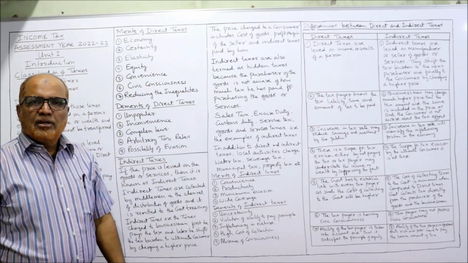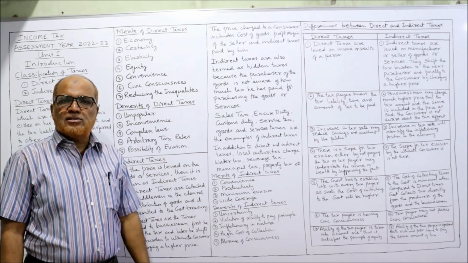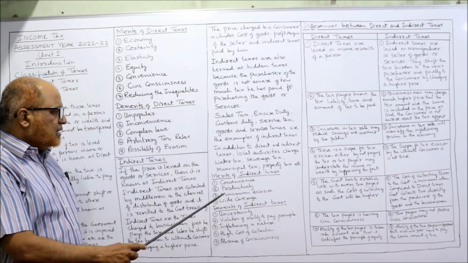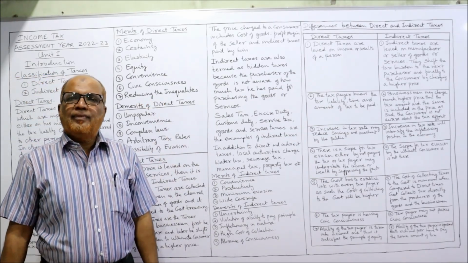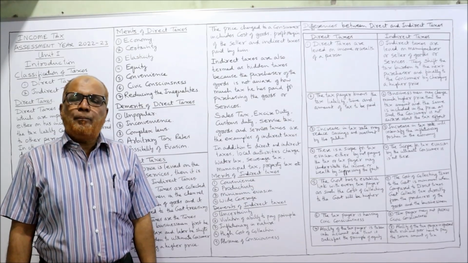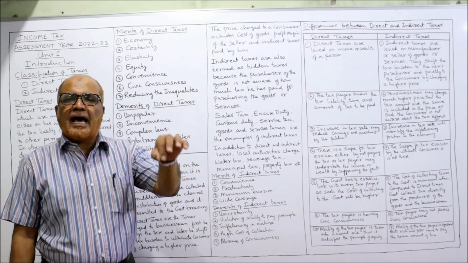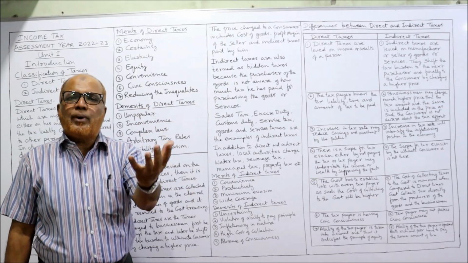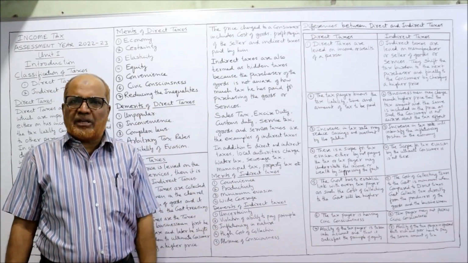Now, merits. There are merits and demerits of indirect taxes also, just like direct taxes. The merits are convenience. That means the people will not feel the pinch of tax because the tax is hidden in the price of the goods. They will not feel much.